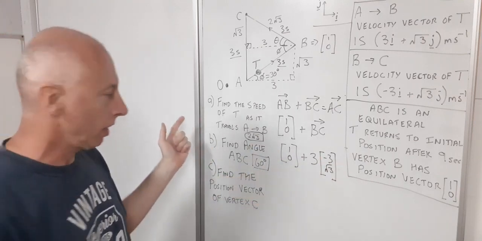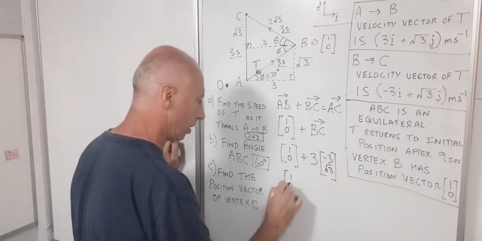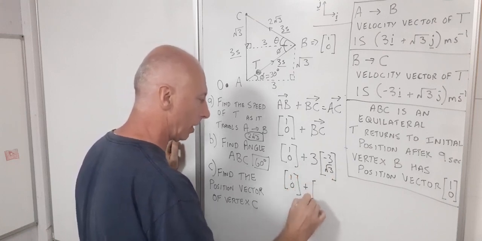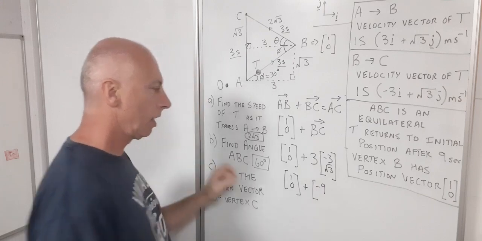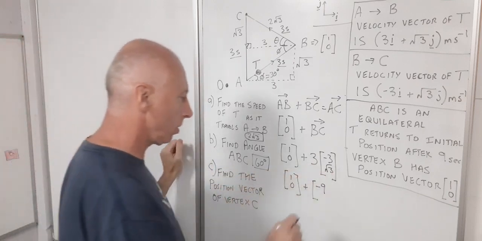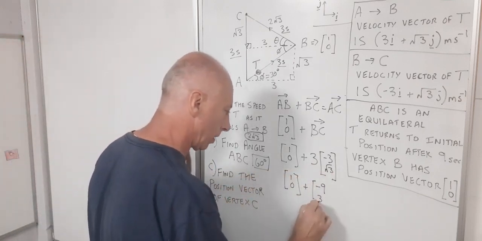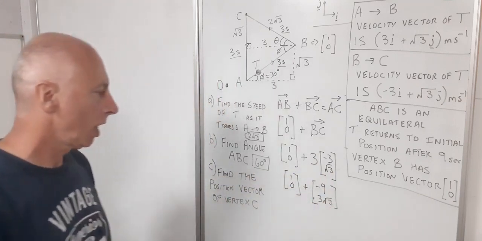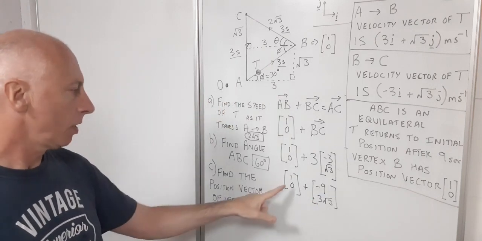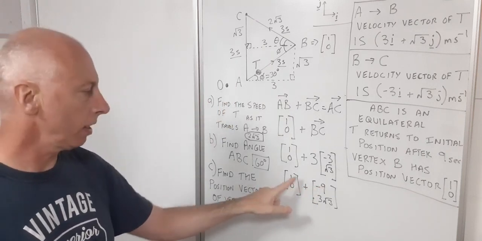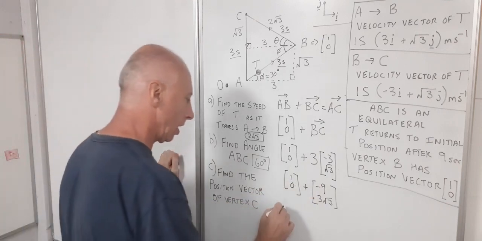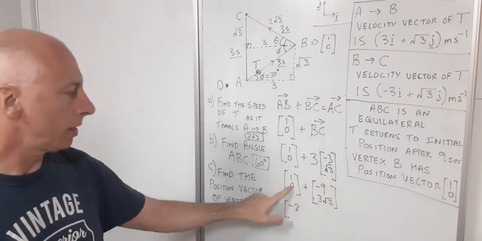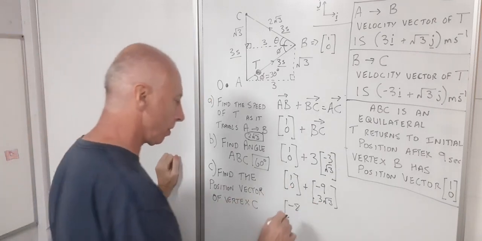So let's just simplify this up. So 1, 0 plus 3 times -3, so that gives us -9. And 3 times root 3 is just 3 root 3. Let's give ourselves a bit of space to write that in. Okay. Now just simply add them up. So 1 plus -9, so adding up the i components, that gives us -8. And 0 plus 3 root 3 is just 3 root 3.